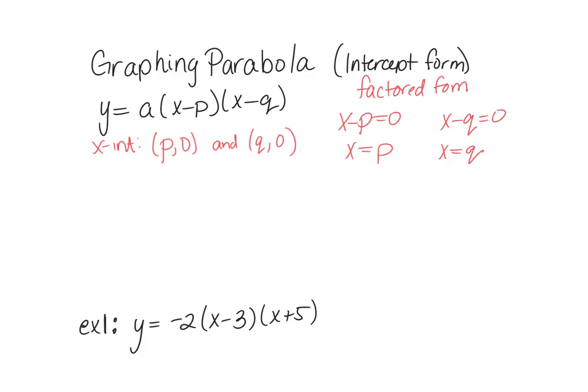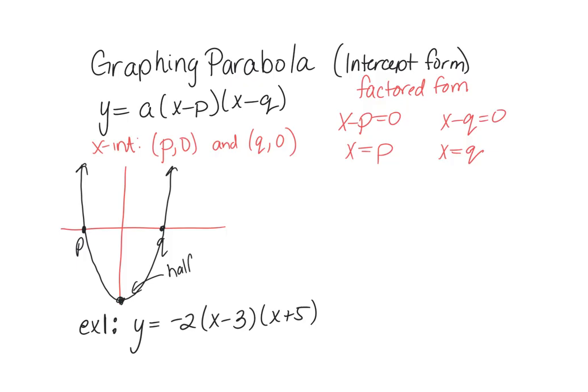Now, because we know that the graph of a parabola is symmetrical, if I have 2 points P, Q, and they're both on the x-axis, our vertex is going to be halfway between P and Q. And to find the halfway point, we add them together and divide by 2, find the average. So to find our vertex, the x value is p plus q divided by 2.